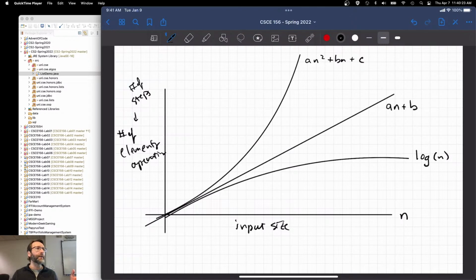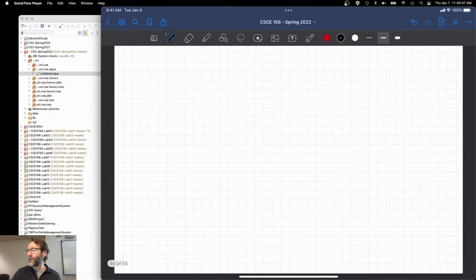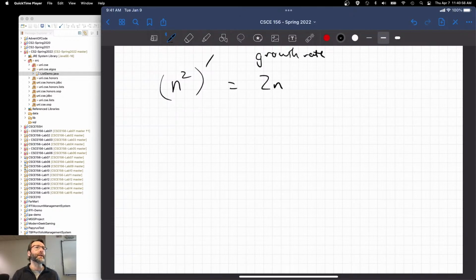You may or may not have Calc 1 under your belt already. That's all right. For those that do have Calc 1 under their belt, how do we measure the growth rate of functions? Do you remember? No? So if I take a function, say n squared, and I take the first derivative, what do I get? 2n. In other words, this is the growth rate. The growth rate itself is linear.